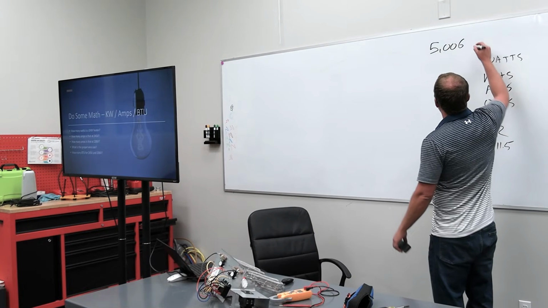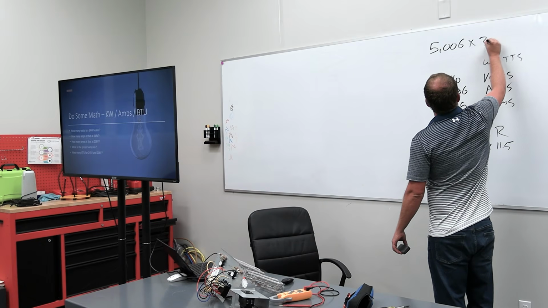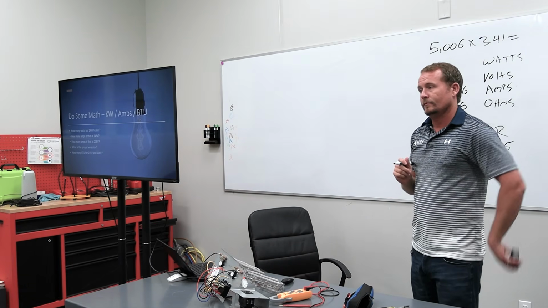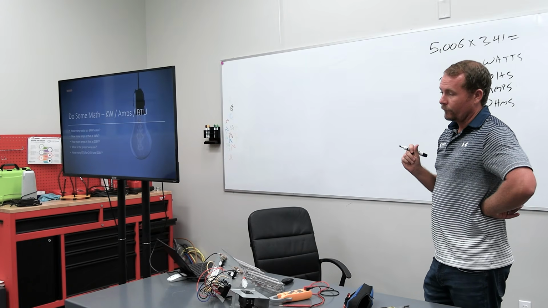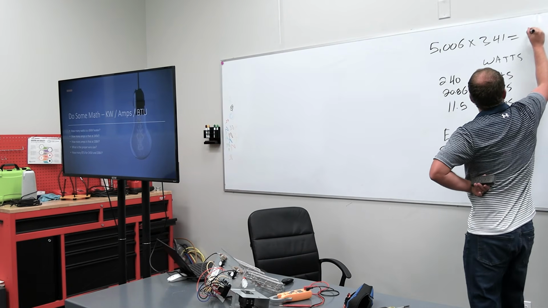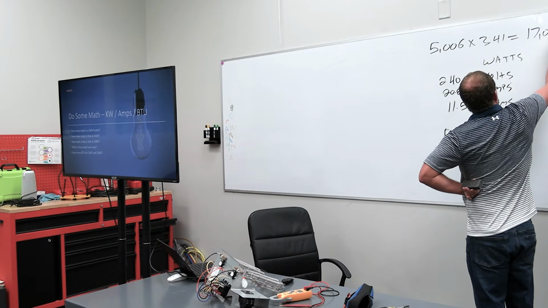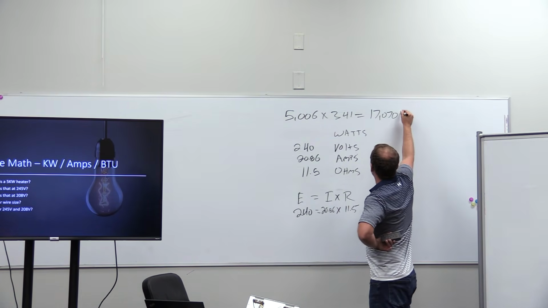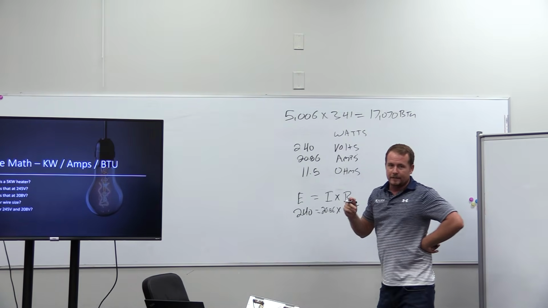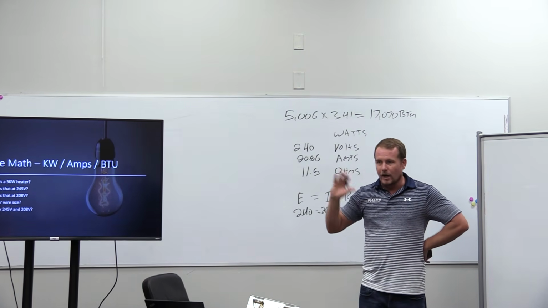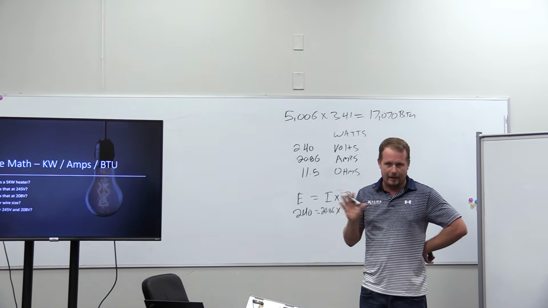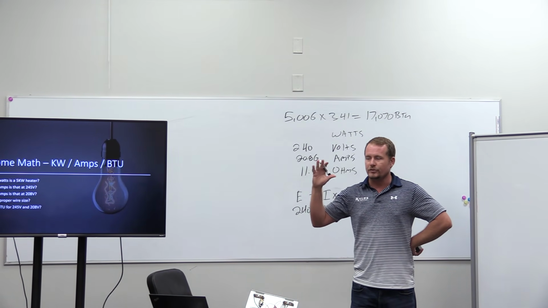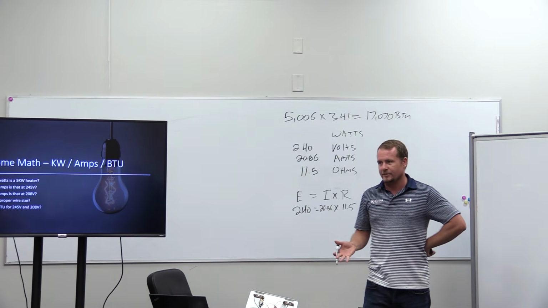Now, we take that, we multiply that times 3.41 equals what? 17,070. It says decimal, but. So now that is our BTU output. So you're never going to do this math. I'm not doing this for the sake of you doing the math. I'm doing this so that you can understand what you really have in a heat strip.